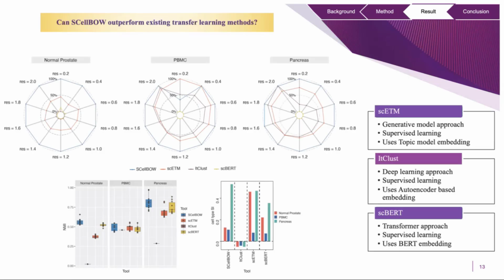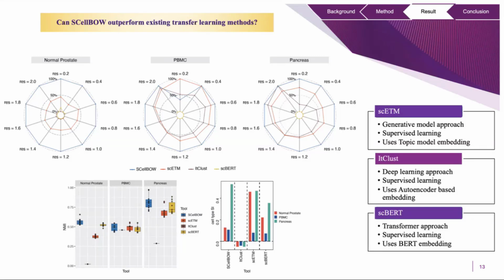Then since we have adapted our doc2vec model, the baseline model, into a transfer learning method, we wanted to check if SCellBOW can outperform the existing transfer learning methods. For that, we have used SCTM, which is a topic modeling tool, then ITClus, which uses a deep autoencoder to find the clusters, and scBERT, which uses a BERT model. BERT came before GPT. These are kind of the first transformer models that were there.